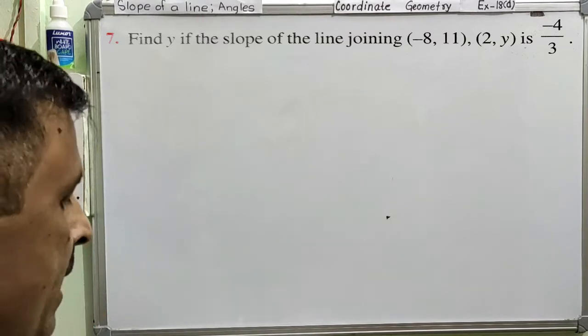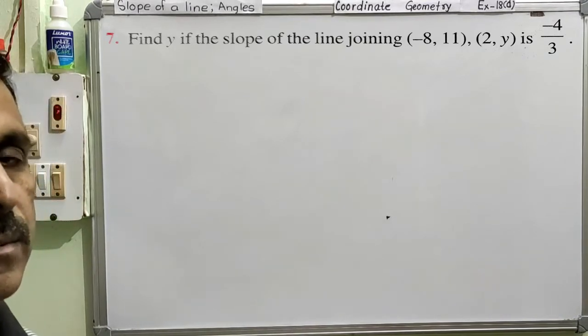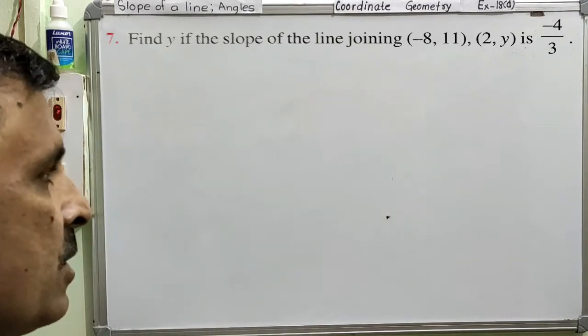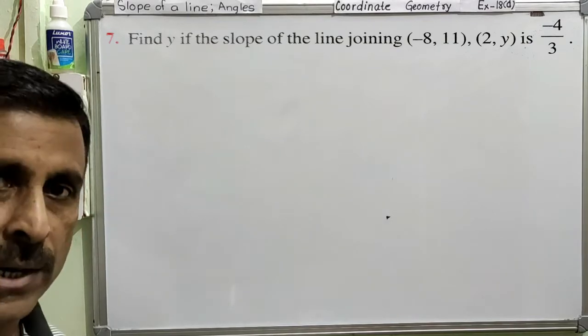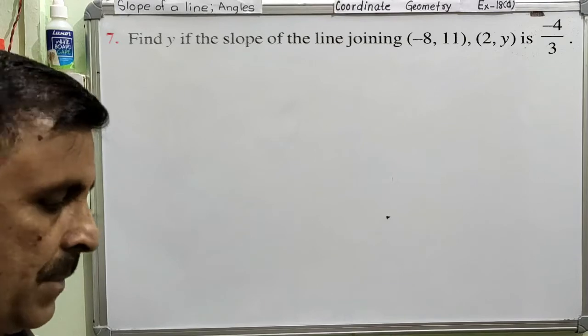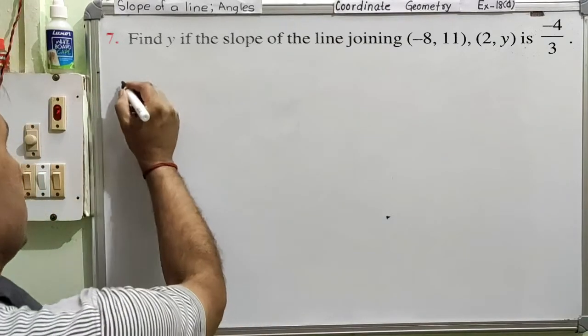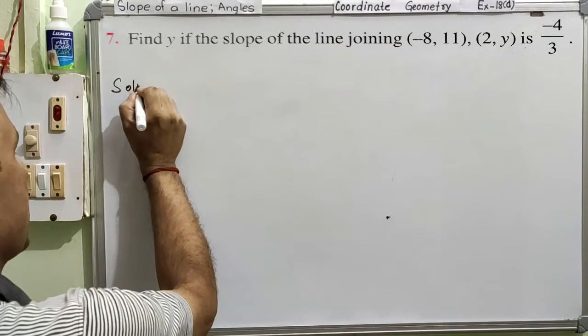The question says find y if the slope of the line joining the two points is minus 4 over 3. So we are given the coordinates of the 2 points and the slope of that line is also given. The question is to find the value of y. So let us start the solution.